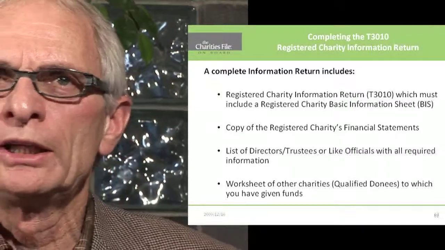For example, if they had provided funds to qualified donees, then they need to submit a worksheet that relates to the funds that they transferred over to qualified donees. Some of the information that relates to this information return is that basically a charity will receive this package in the month following their fiscal year end. Then they've got 6 months from that time to complete the information return and forward it back to CRA.